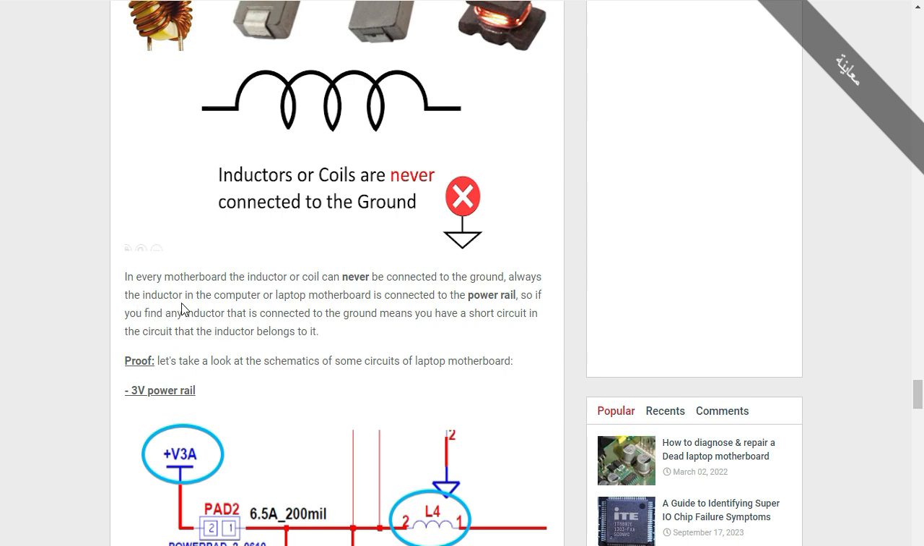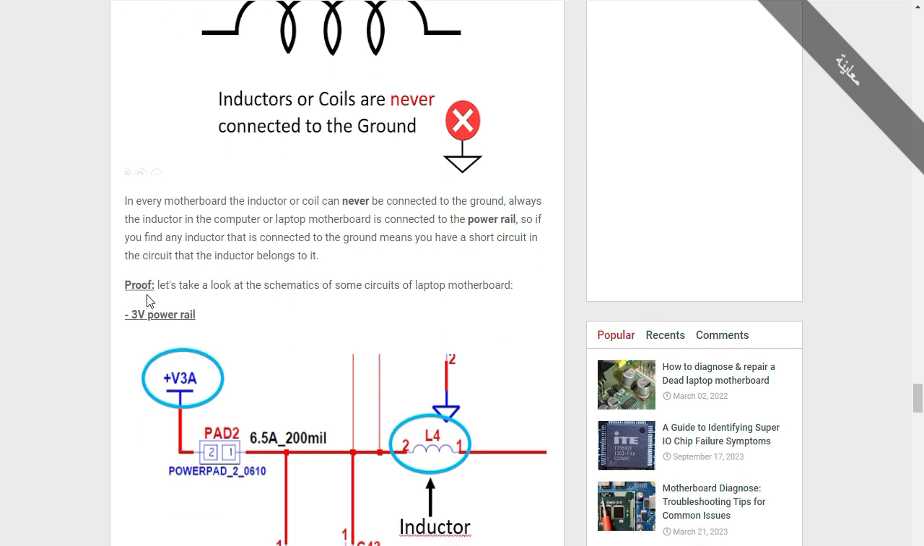So here, the inductor in a computer or laptop motherboard is always connected to the power rail. So if you find any inductor that is connected to the ground, it means you have a short circuit in the circuit that the inductor belongs to. 100%. Proof. Here we have the proof.